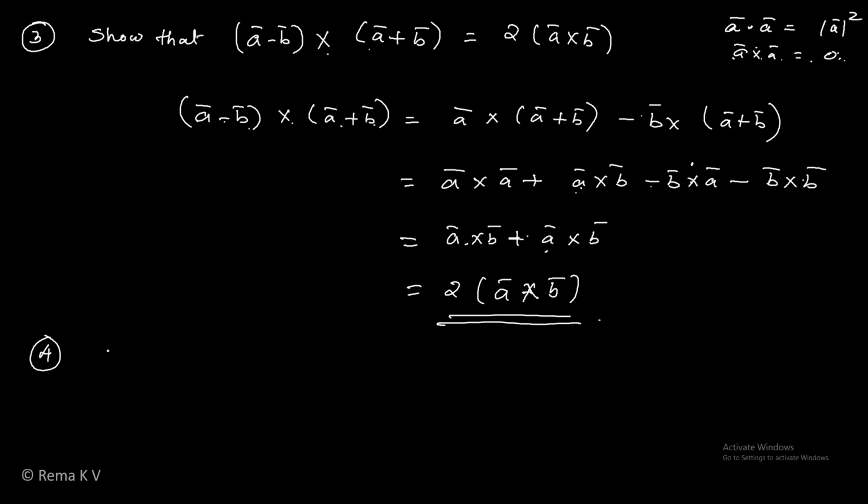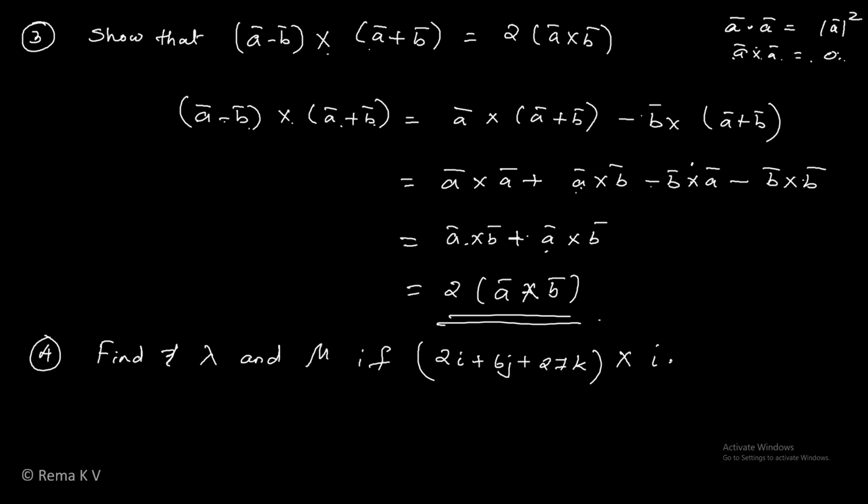Okay, next one. Find lambda and mu if (2i plus 6j plus 27k) cross (i plus lambda j plus mu k) is equal to 0.